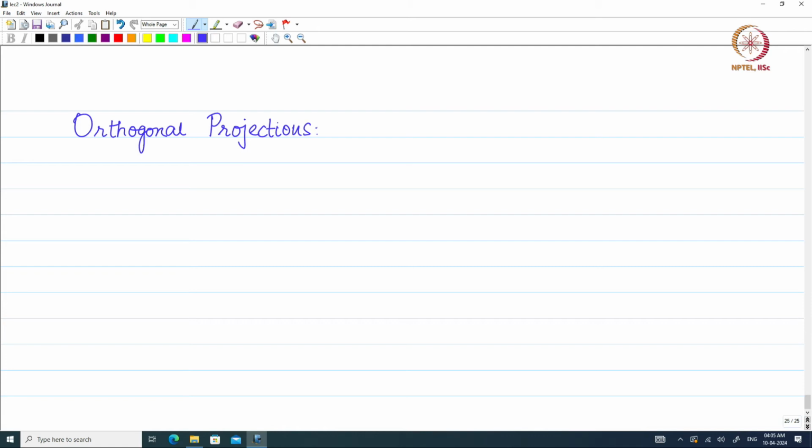We get into the idea of orthogonal projections. Now, what is it to say projection? Why is it that we are looking at orthogonal projection? Are there any other projections that we have? First of all, we look at the idea of orthogonal projection. So, a projection of a vector, what does it do in another direction?